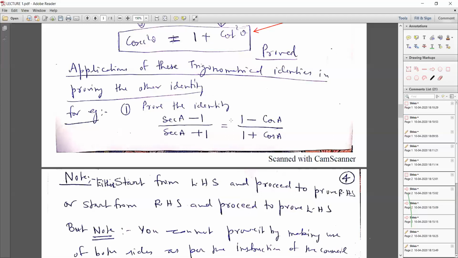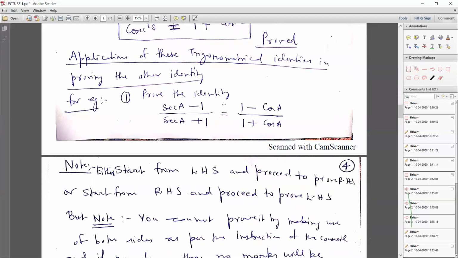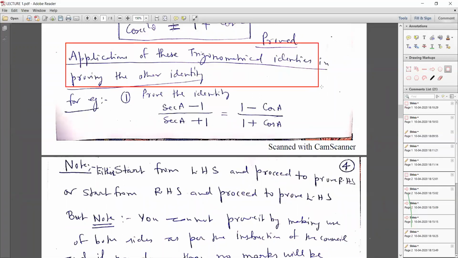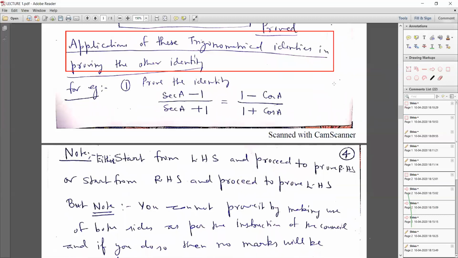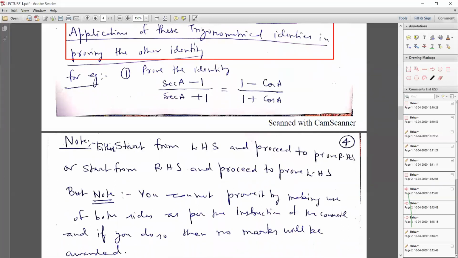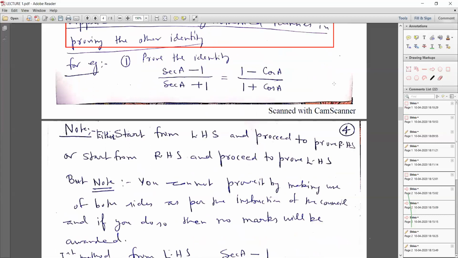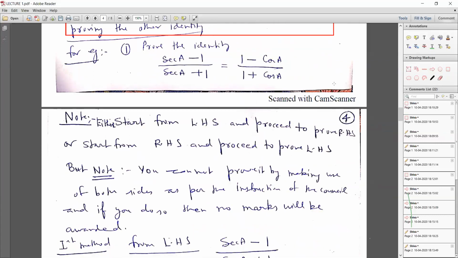Now, because these proofs are very, very easy, I'm telling you about some applications of these trigonometrical identities in proving other identities. Okay. Like I have taken 1 or 2 examples. Like first, prove the identity (sec A minus 1) upon (sec A plus 1) is equal to (1 minus cos A) upon (1 plus cos A).